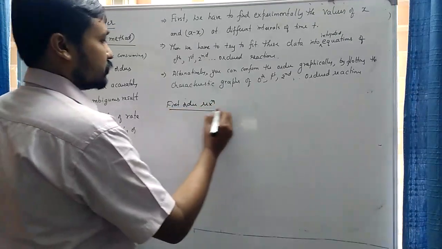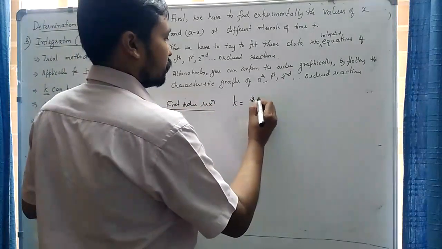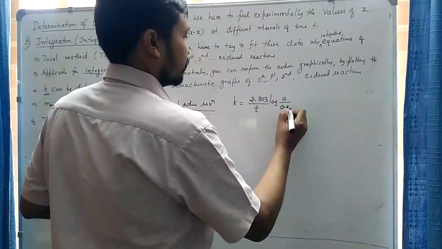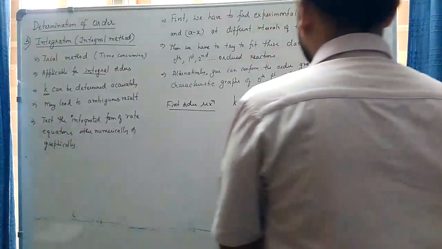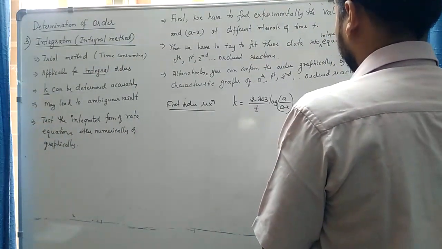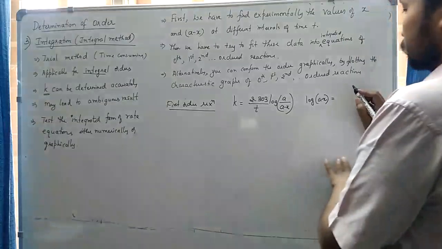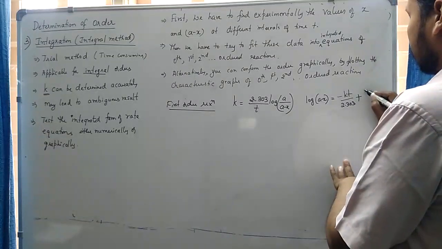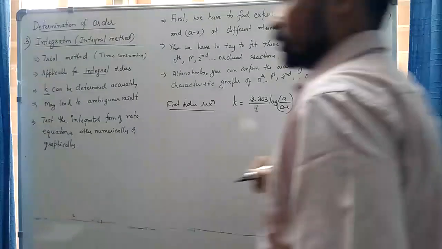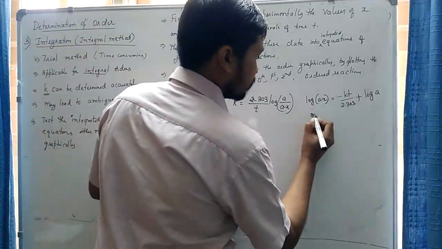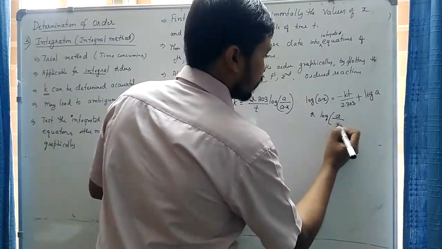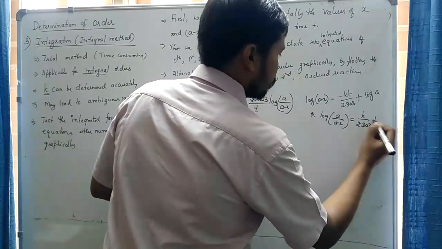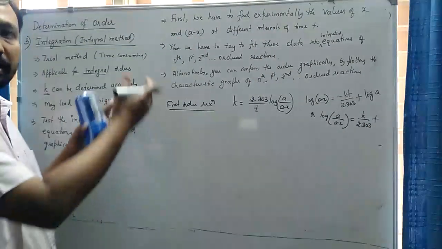Okay, what is the first order reaction? It is k is equal to 2.303 divided by t into log of a by a minus x, or it can also be written as log of a minus x is equal to minus k into t divided by 2.303 plus log a. Or you can also write it as log of a by a minus x is equal to k divided by 2.303 into t. So again I have all those data.